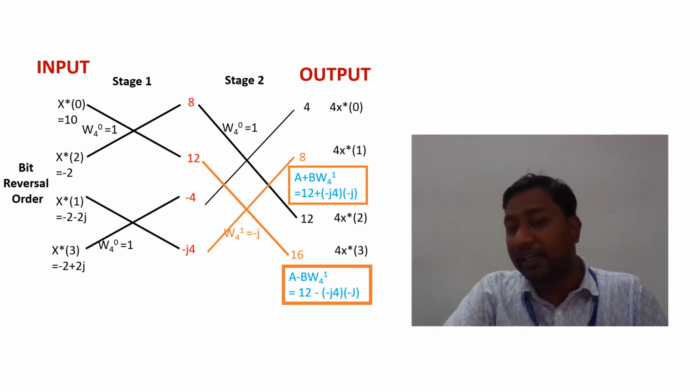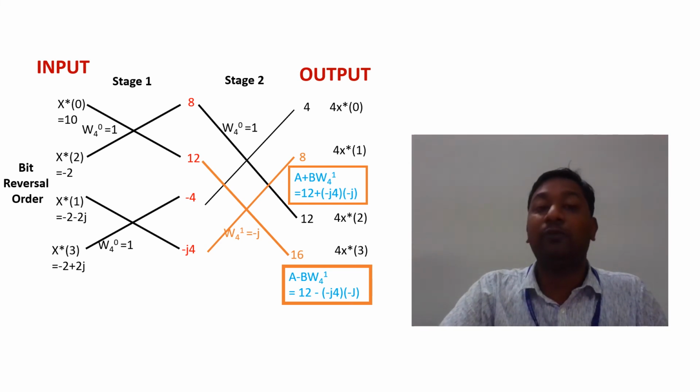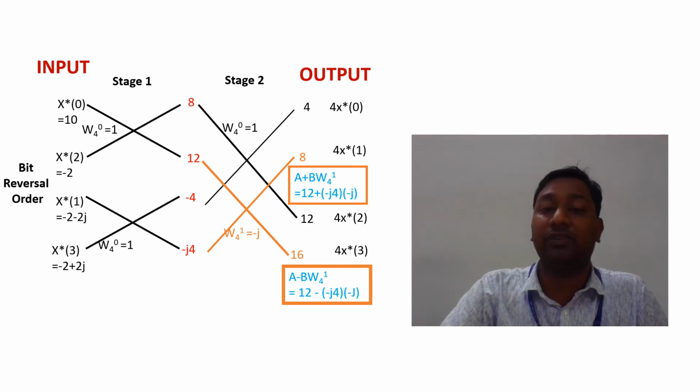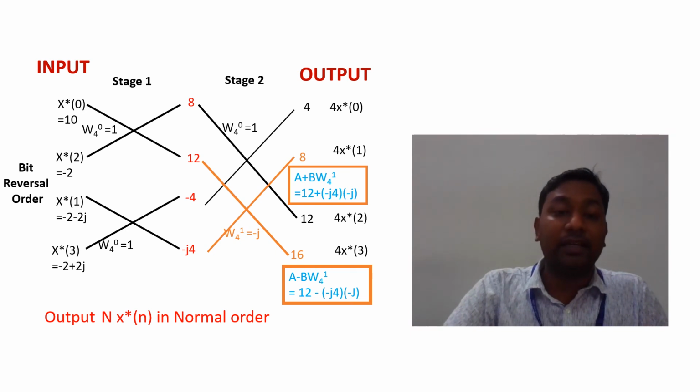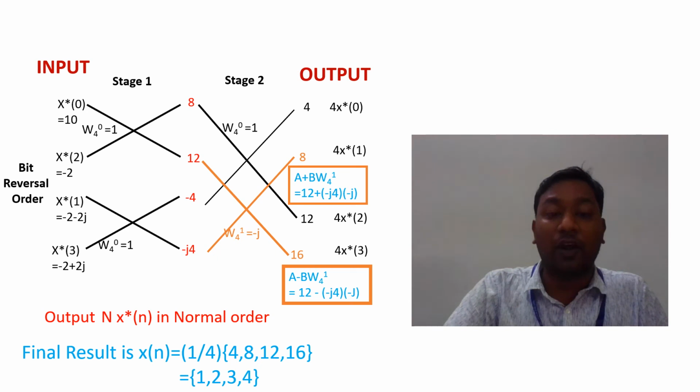You may ask why that 4 is there. Because we have done a 4-point DFT, it is N x conjugate of 0, N x conjugate of 1, N x conjugate of 2 and N x conjugate of 3. If the capital N value is 8, then it will come 8 x conjugate of 0, 8 x conjugate of 1, 8 x conjugate of 2 and 8 x conjugate of 3. Now the output is N x conjugate of n in normal order.